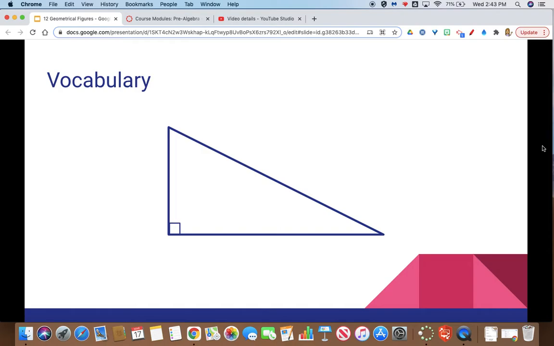First thing we want to start with is a little vocabulary. So this is a right triangle. I know it's a right triangle because I see that 90-degree indicator in a corner there. The two sides that make the 90-degree angle are considered legs. So this is one leg and this is another leg. And then the diagonal line that connects the two legs is called the hypotenuse. Go ahead and get that in your notebook for me now.